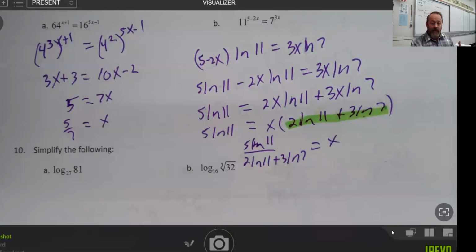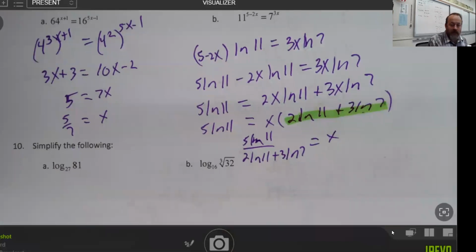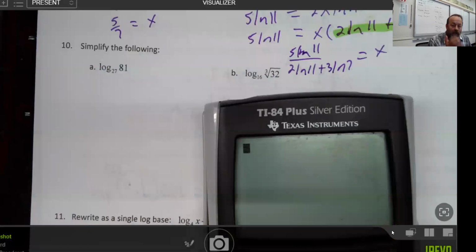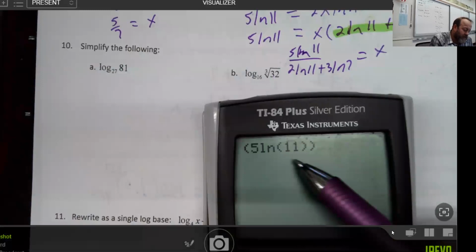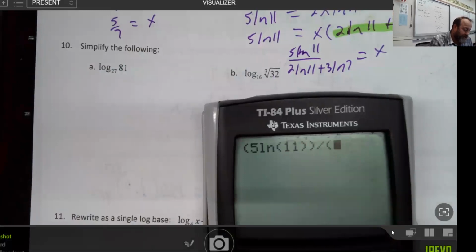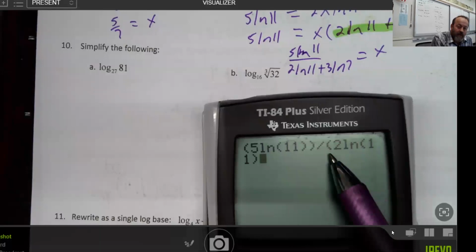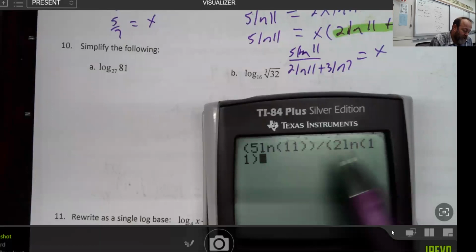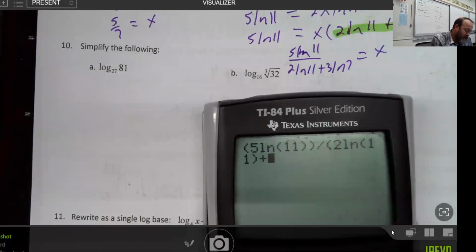Now, we can check this answer, but it is substantially harder to do on our calculator. But I'll show you what I would do. Parentheses, 5 ln of 11, close, close. I have to basically start off the numerator and close the numerator. Let's divide that by 2 ln 11. Now I notice there's an opening parenthesis here, which opens the denominator. That opens the natural log and closes that natural log, plus 3 ln of 7. I have to close that natural log and then close the denominator.